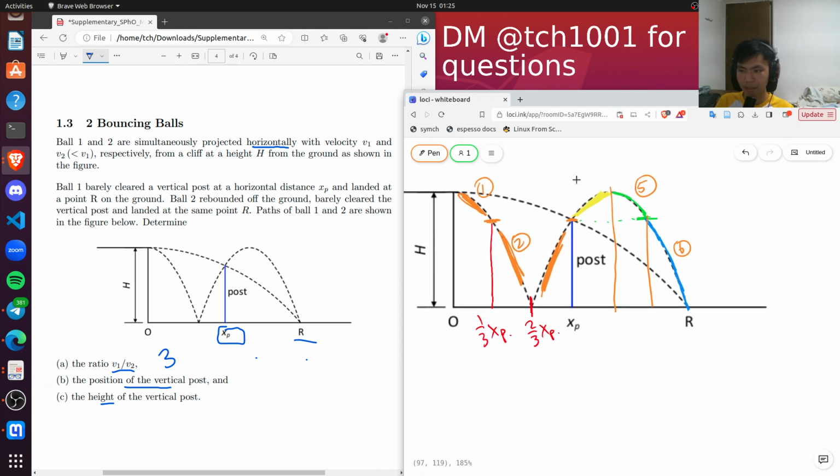And lastly, we use the fact that the green one and the yellow one is the same, right, because it's symmetric about the peak, the peak of the parabola over here. So the yellow one is also 1/3 xp. So basically, all these are 1 over 3 xp in length, right?